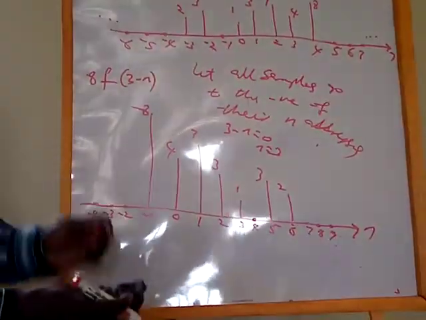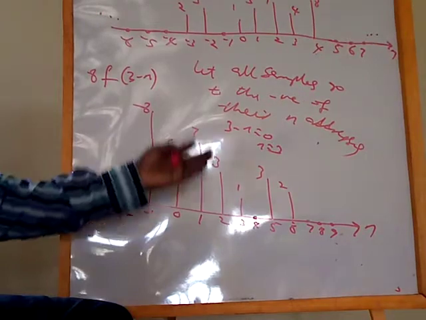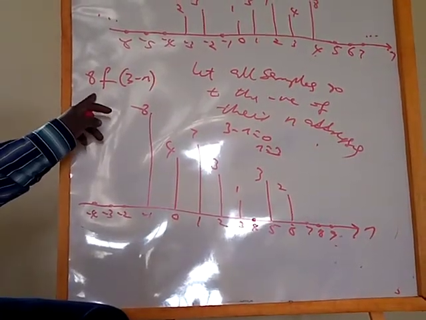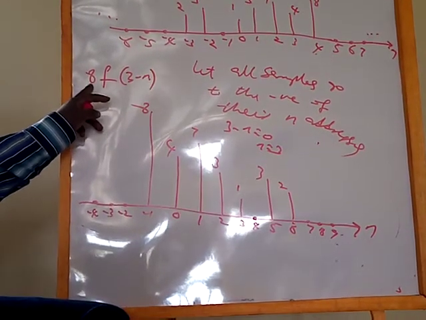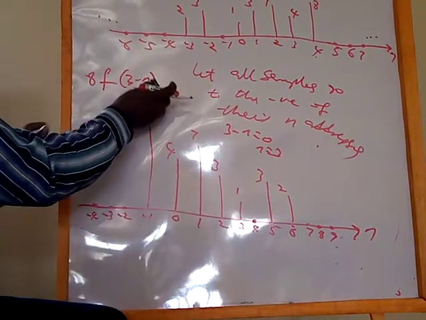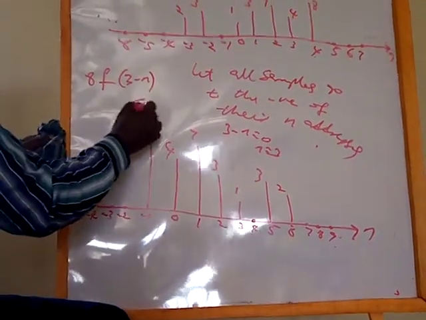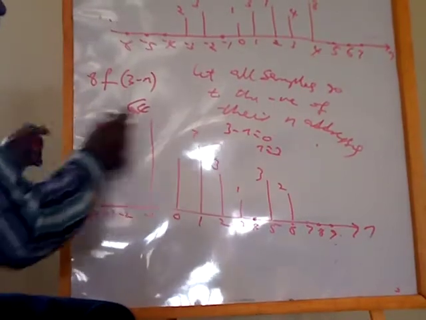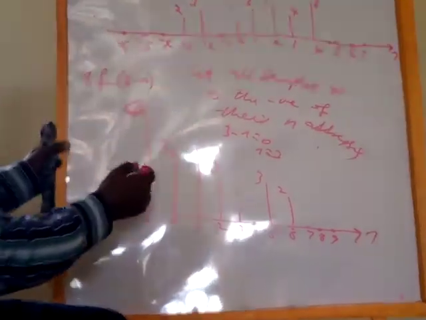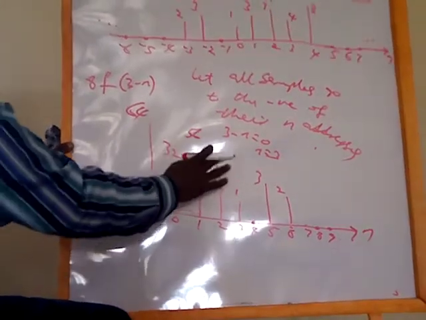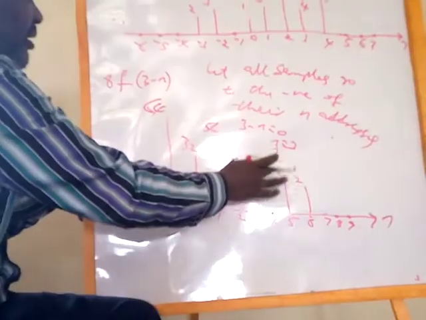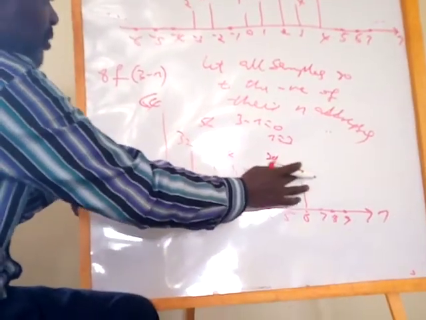With this, we have done 2 steps. We have done the reversal, we have done the shifting. The remaining is the magnitude, the scaling. That means multiply everything by 8. So this 8 will become 64. This 4 will become 32. This 7 will become 7 times 8, 56. This 3 will become 24. This 1 will become 8. This 3 will become 24. This 2 will become 16.